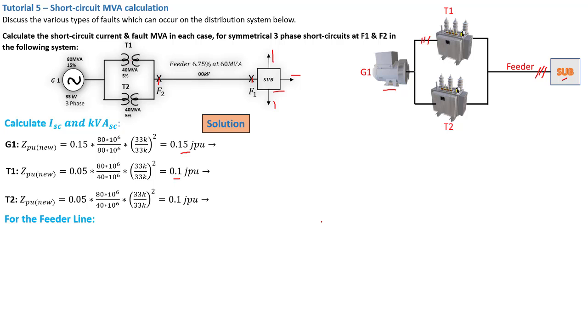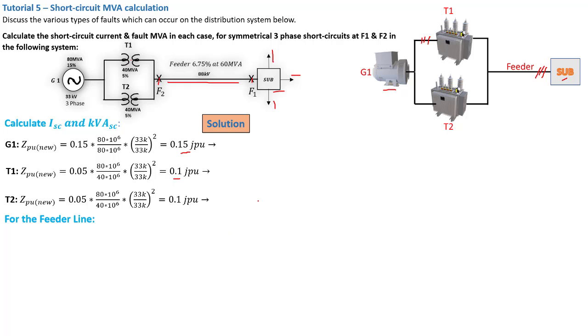Okay, moving on. So we're going to now calculate for the feeder line. Now, the feeder line, as we've already stated, is a transmission line, but it has its own parameters, and it is rated at 60 MVA and transmitting at 88 kilovolt. Why is it transmitting at 88 kilovolt? Because the two transformers here are stepping up the voltage from the 33 kilovolt of the generator. So this entire transmission zone is at 88 kilovolt potential.